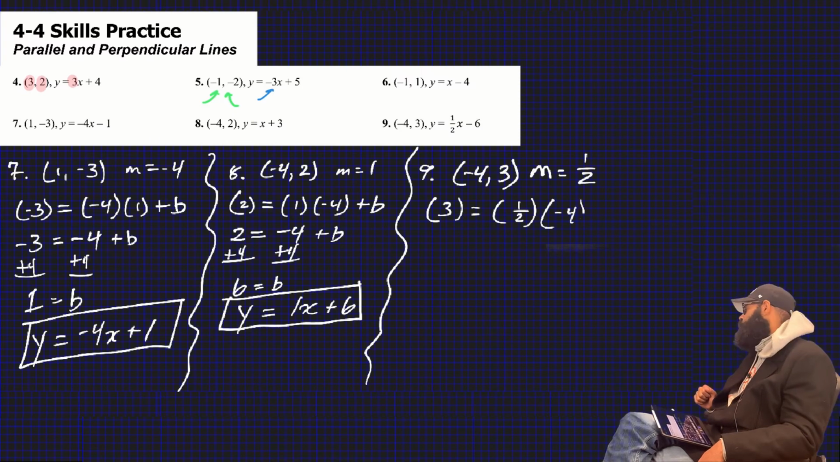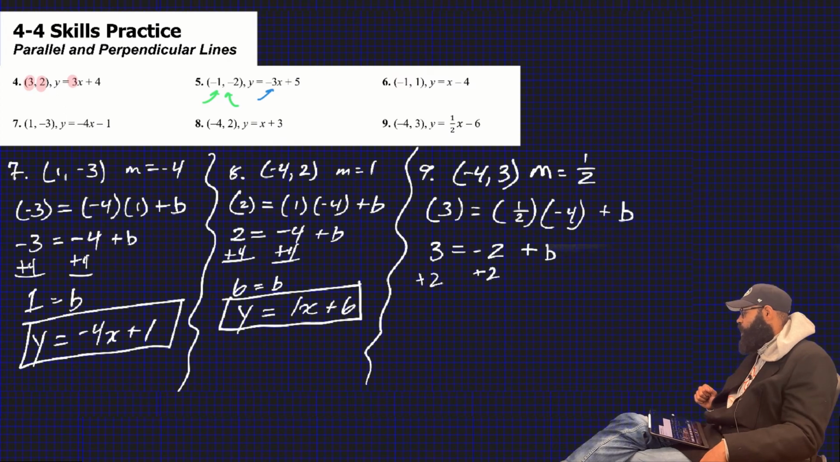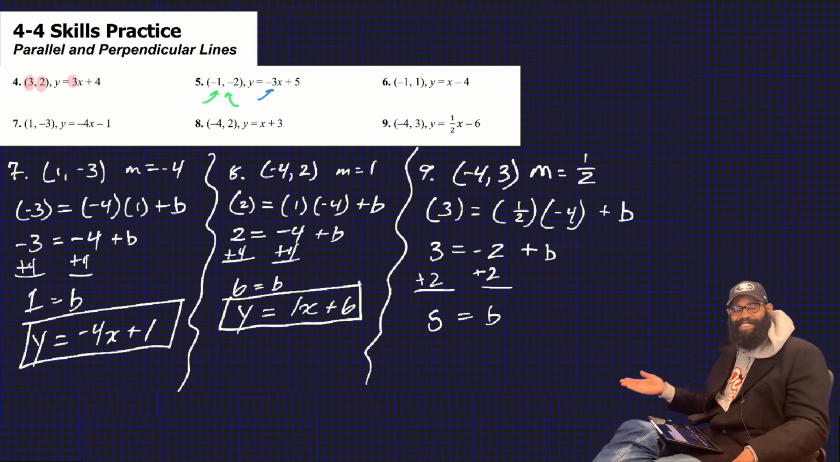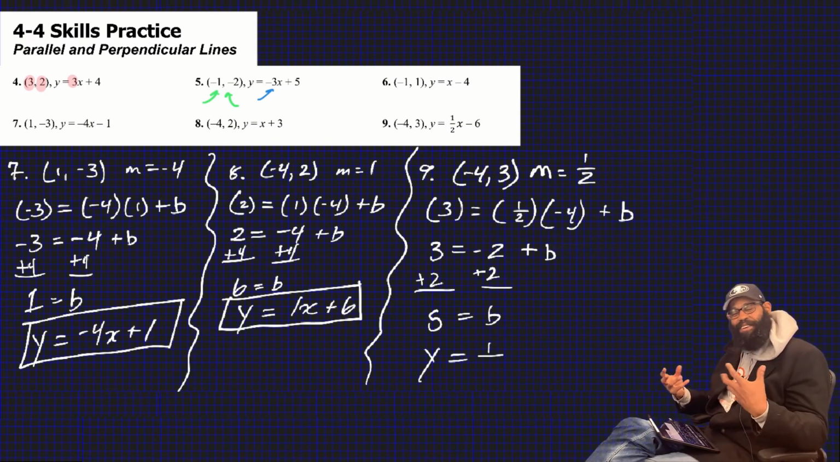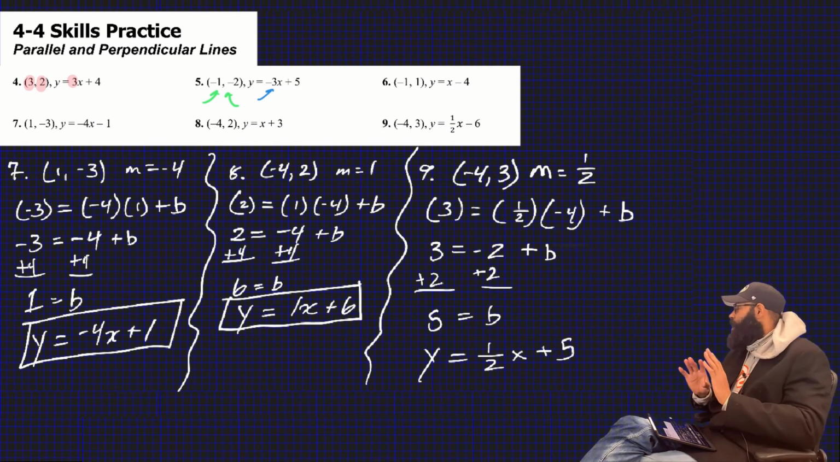Parentheses, 1/2, parentheses closed, parentheses open, -4, parentheses closed, plus b. Half of 4 is 2, but it's -2 because it's positive times negative. When I add 2 to 3, I'll get 5. And look at that. Look at me showing the 1 step. Showing you that when you add 2 to both sides, it keeps it balanced, which you can do, which some of us are doing in our head, but we show our work, and we got it.